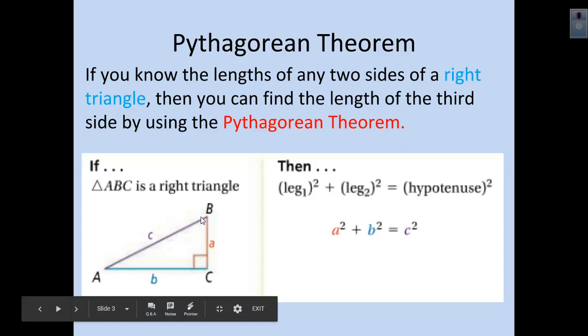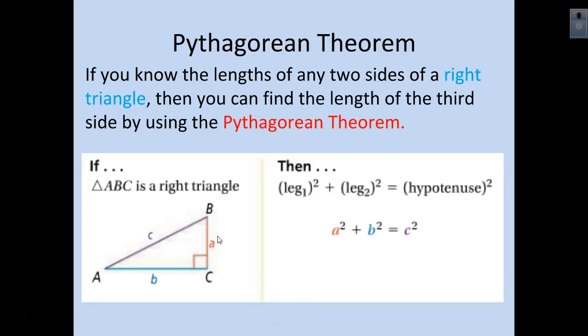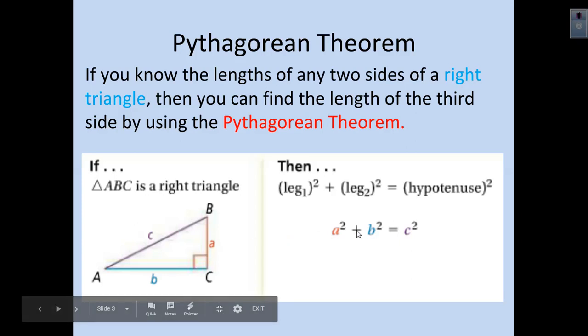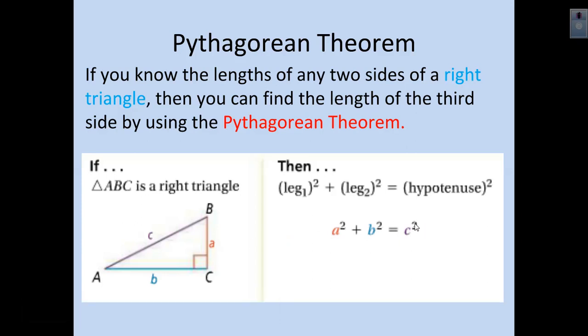A and b are both legs of the triangle. C is what we call the hypotenuse. It's always the longest side because it's always across from the right angle. So anytime you have a right triangle and you're trying to determine which one is the hypotenuse, just remember it's always across from the right angle. It's also the one that's always by itself in the equation a squared plus b squared is equal to c squared.